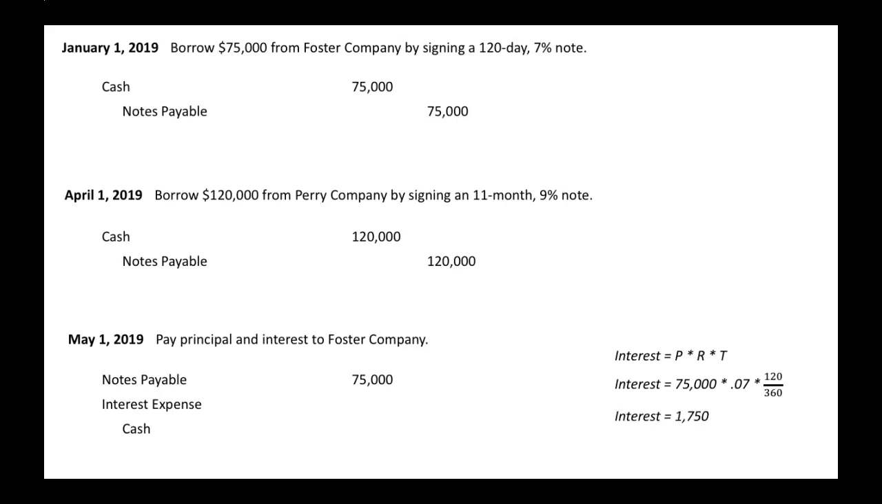Then our interest will be $1,750. So we'll plug that into our journal entry. So our cash is our principal and our interest. So we add the $75,000 and the $1,750 together, and we credit cash for $76,750.